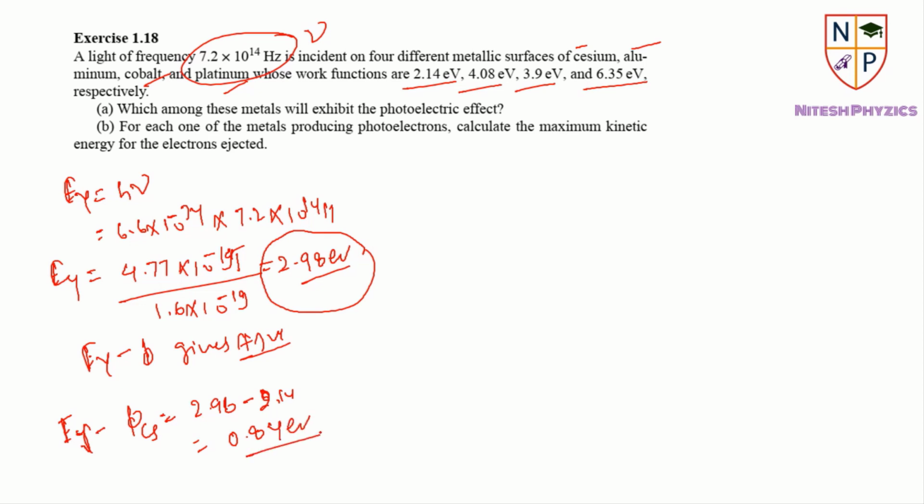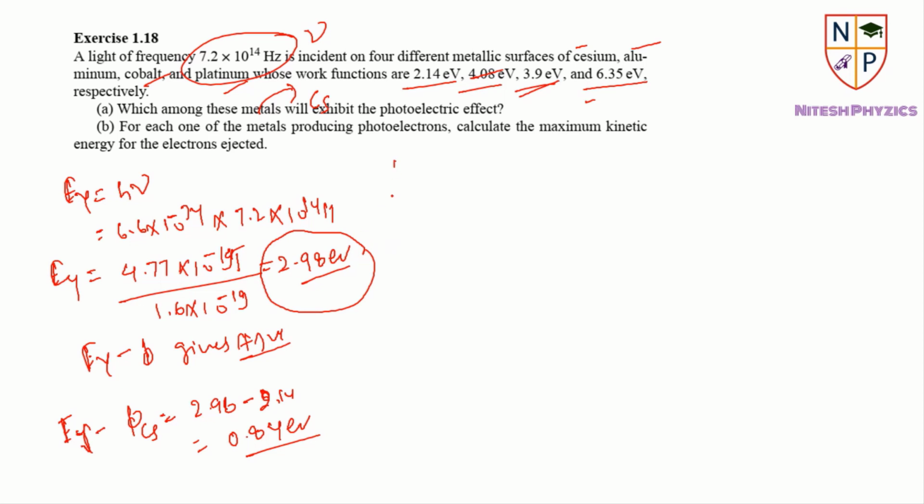Okay, so if you calculate for the different types of metal and subtract from this, then all values are given negative. Because the light is not capable of liberating electrons from cobalt, it will not be able to liberate electrons from aluminum or platinum, both of which have higher work functions. Then cesium is the only metal of the 4 samples that would eject electrons when exposed to 7.2 into 10 power 14 hertz light. So which metal exhibits the photoelectric effect? That is only cesium, right?